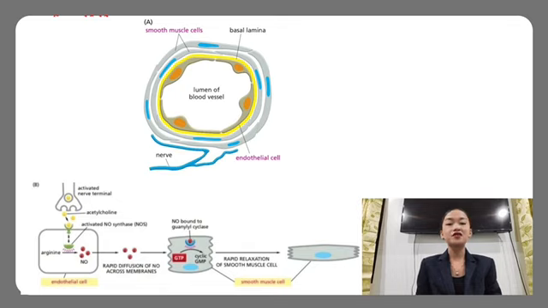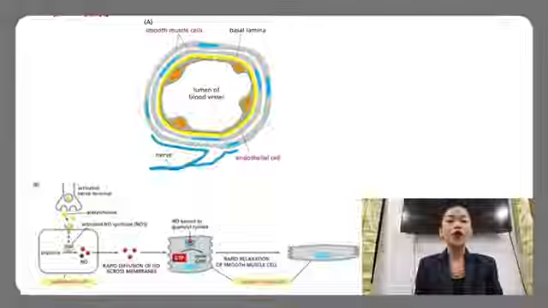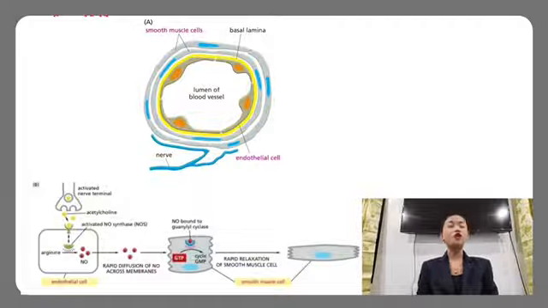Inside the smooth muscle cells, nitric oxide binds to the enzyme called guanylate cyclase, which converts guanosine triphosphate or GTP into cyclic guanosine monophosphate or cyclic GMP. The cyclic GMP causes the smooth muscle cells to relax, leading to the widening of blood vessels, also known as vasodilation. As a result, blood can flow more easily, improving circulation.